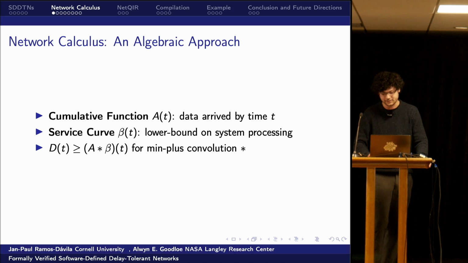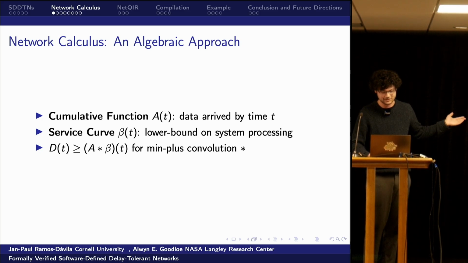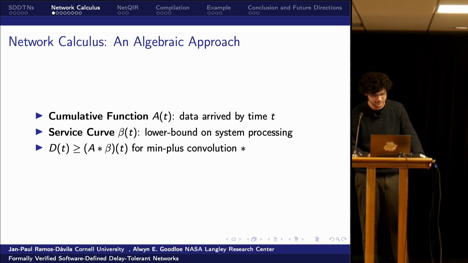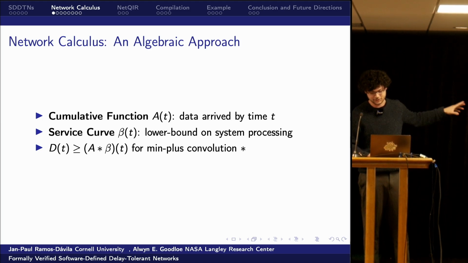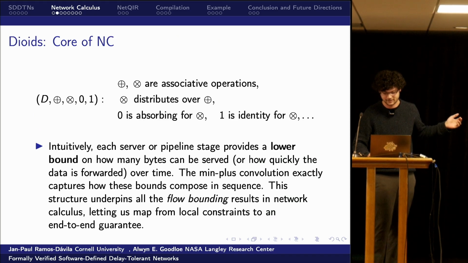So we have a cumulative function such that A(t) measures the data arrival by time t. Then we have a minimal service guarantee via the service curve, beta as well. And then I'll explain what this min-plus convolution is doing in the middle between the A and the beta. The min-plus convolution is just a pipeline composition.